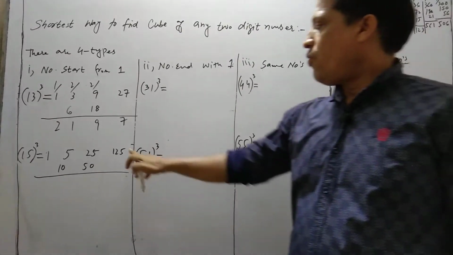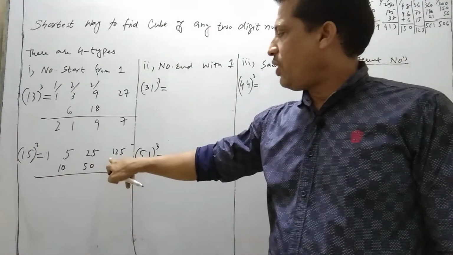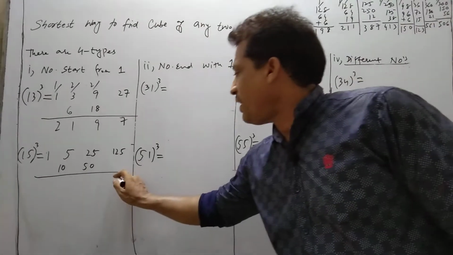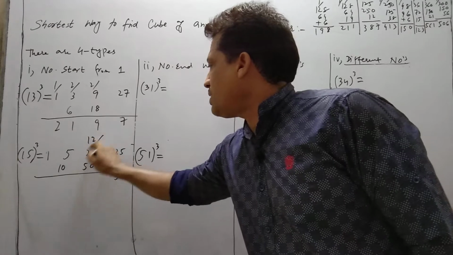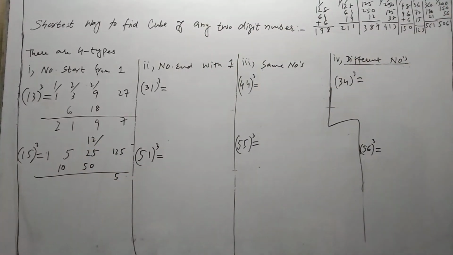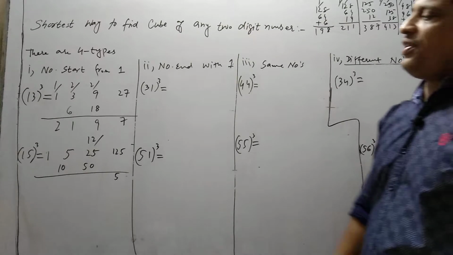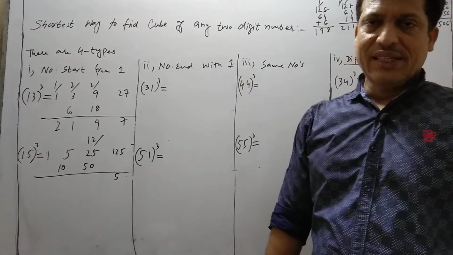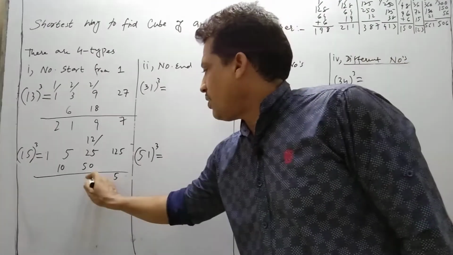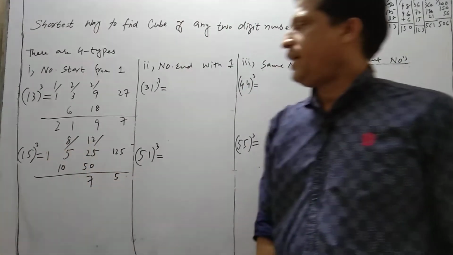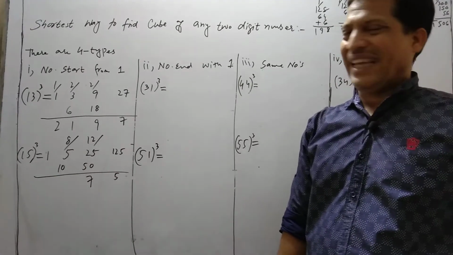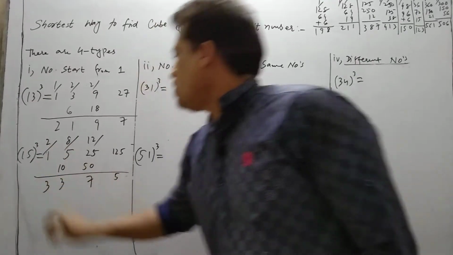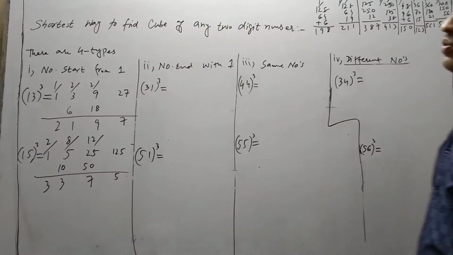Add them. 125 plus 0, because there is no number, is 125. But you don't write 125, you just write 5. 12 is carried forward. Now add 50 and 25. 50 plus 25 is 75. 75 plus 12 is 87. Write 7, carry 8 over here. 10 plus 5 is 15. 15 plus 8 is 23. Write 3, carry forward 2. 2 plus 1 is 3. So 3375 is the cube of 15.